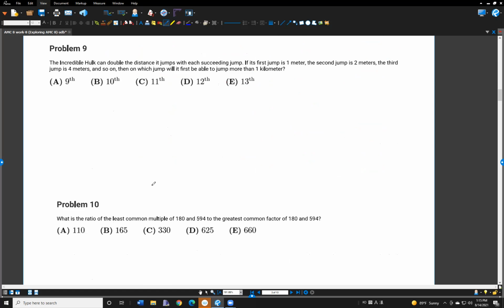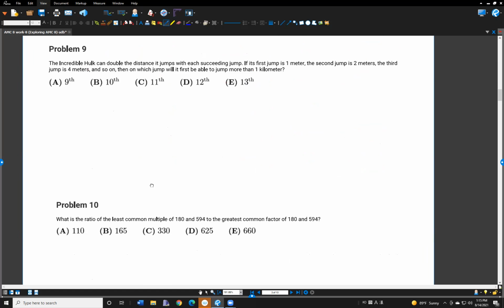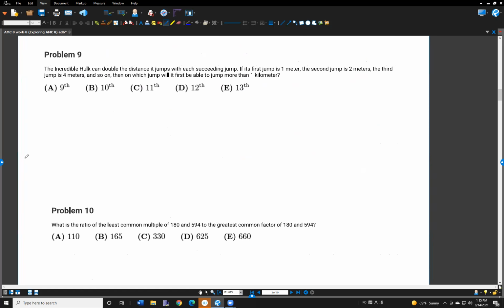All right, number 9, try number 9 by yourself, okay? Incredible Hulk can double the distance it jumps with each succeeding jump. Double every time. If its first jump is 1 meter, first jump, I'm gonna jump 1, okay? That is 1.